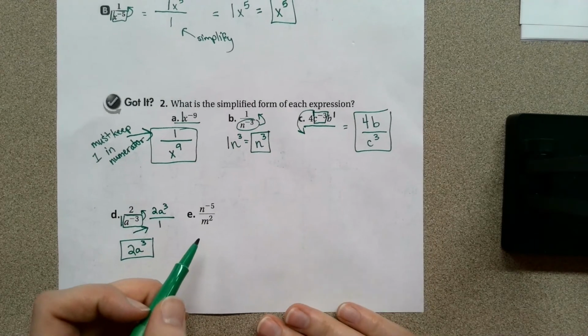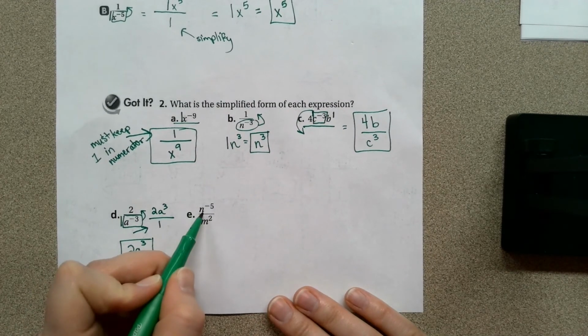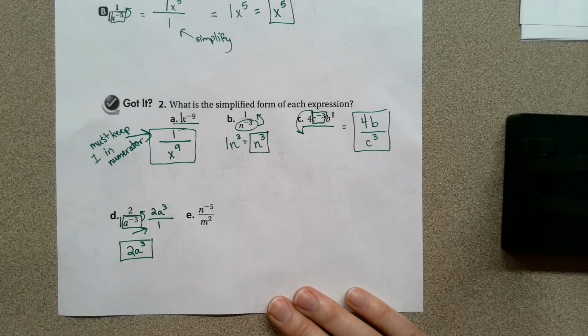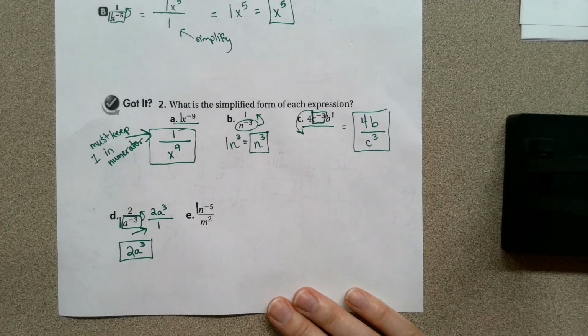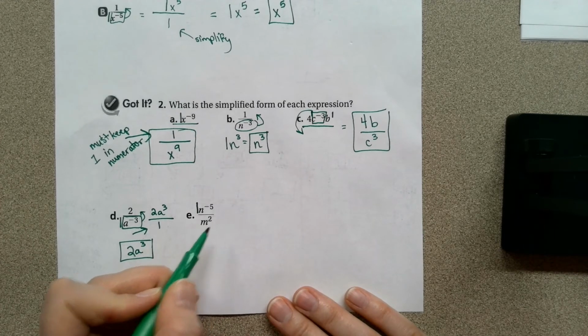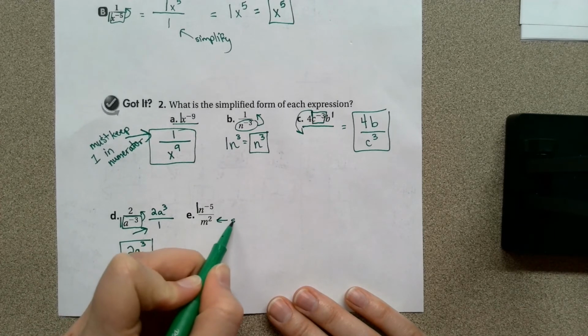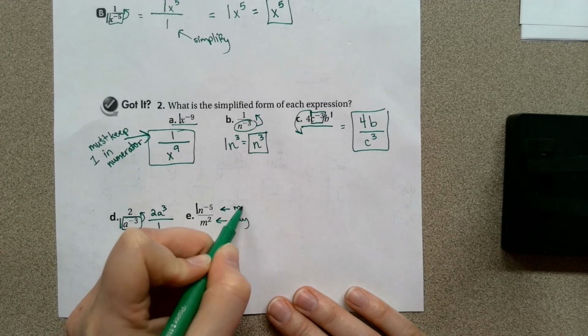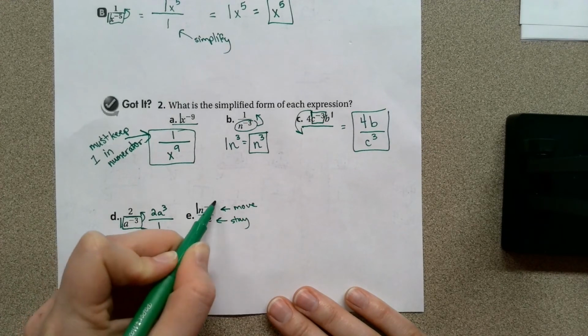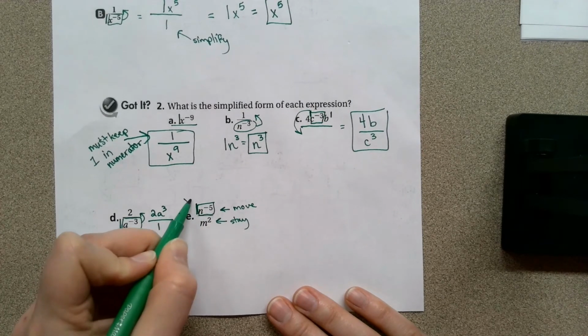Our final example has a negative exponent. So we're going to give that negative exponent term a 1 coefficient. And m to the second power, this one's positive, so that one's going to stay where it is. That one's negative, that one's going to move. But only the n to the negative fifth. The 1 also stays.